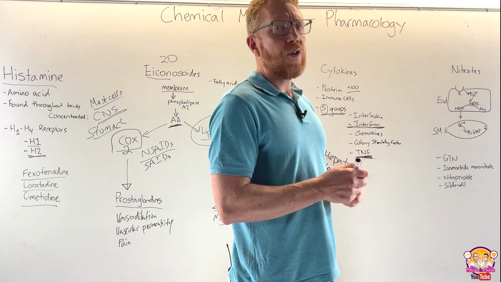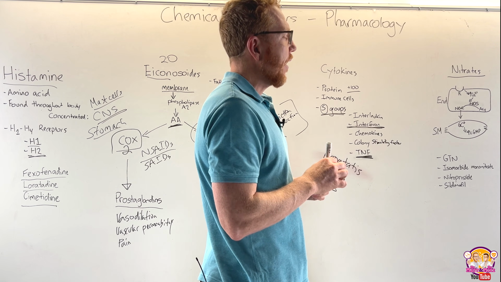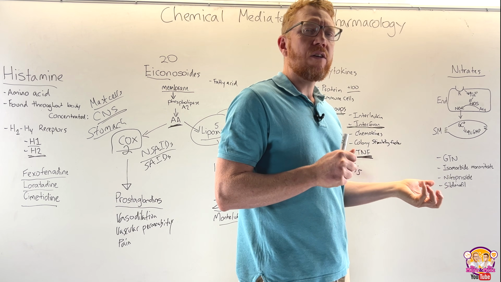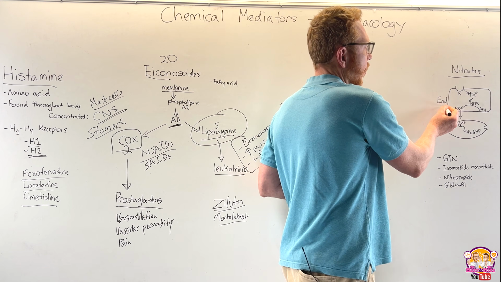Finishing off with the nitrates. So this is another subgroup of chemical mediators. Unlike the others, this one is utilising a gas, a free radical gas. Now, where it's usually produced in the body is the endothelial cells.